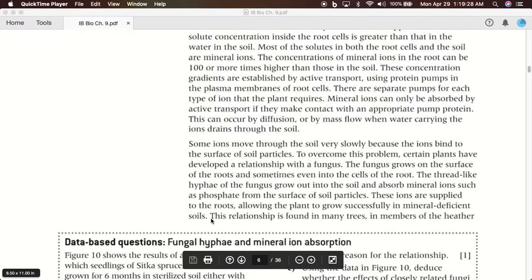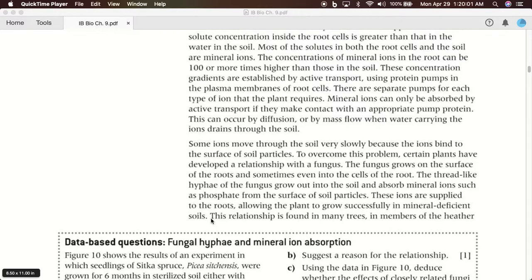This little section right here is just talking about some plants. They have fungi which grow on the surface of the roots, and the fungi are going to help to absorb mineral ions, because sometimes the plants, because they have to actively transport the ions, and plants are not particularly a high energy class of species, sometimes that ion transport on their own, doing active transport and pumping the ions from the soil on their own, is not as efficient as having another organism help you out.